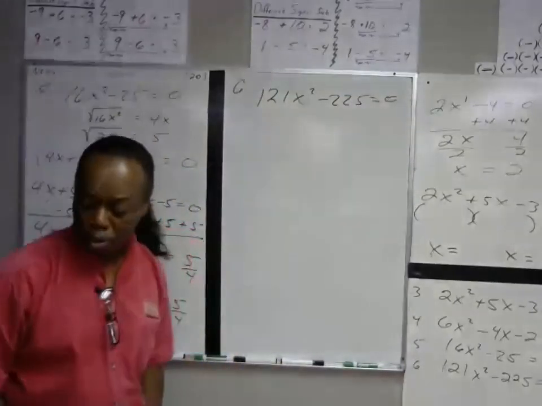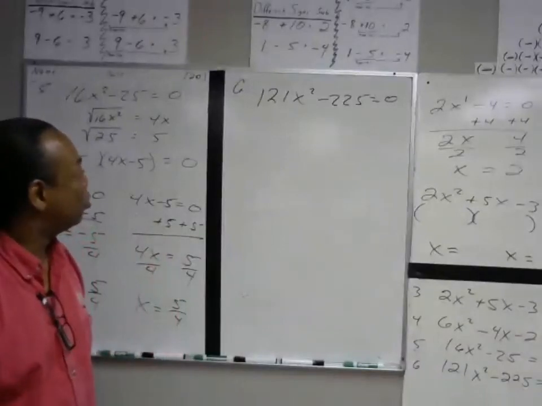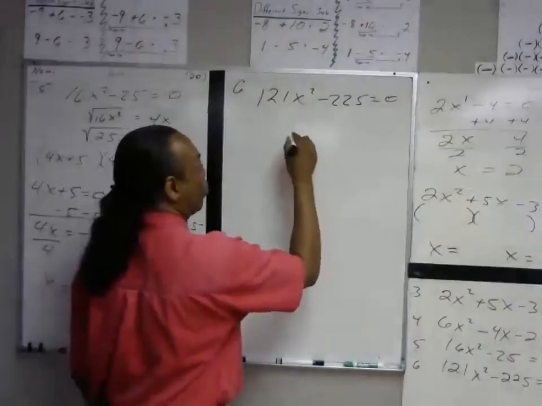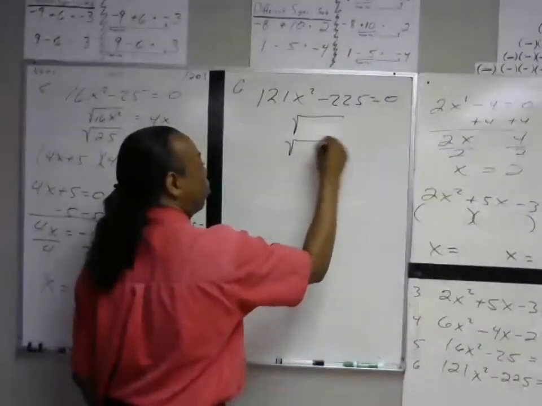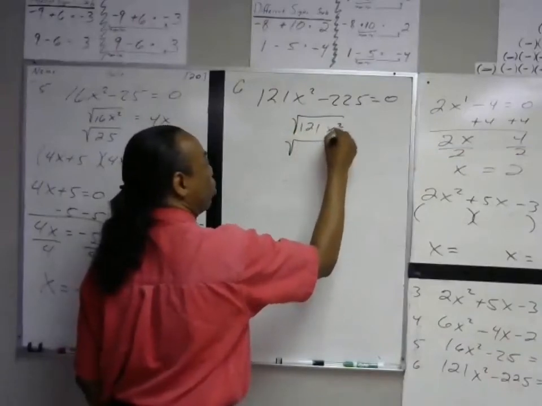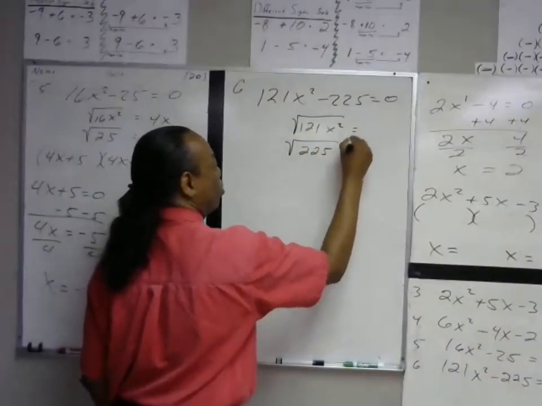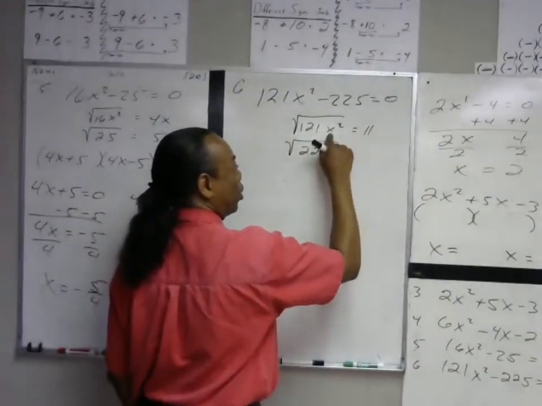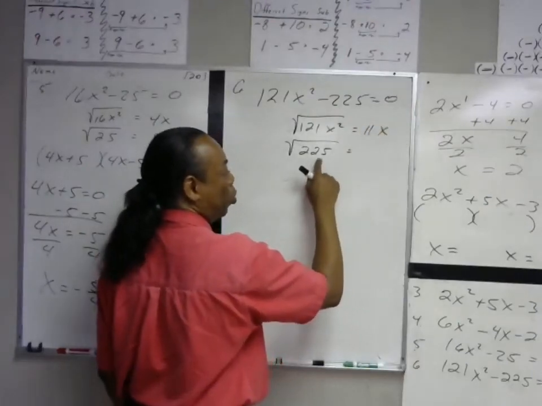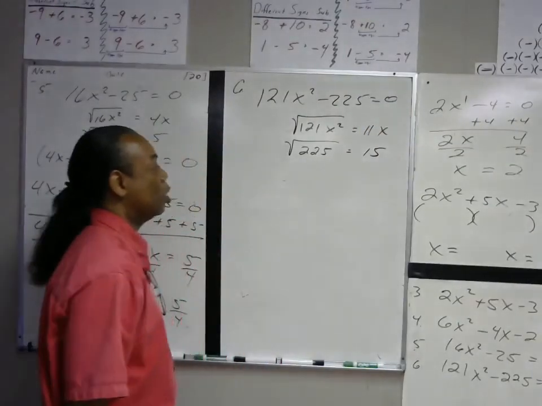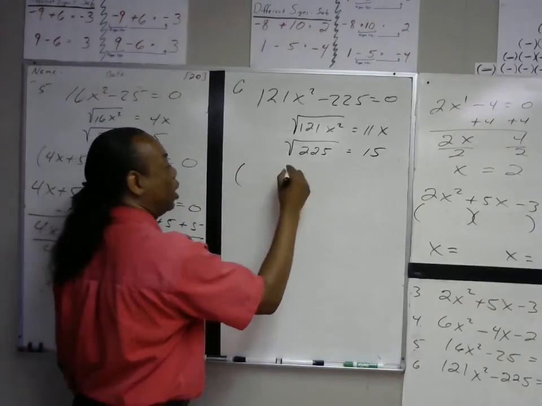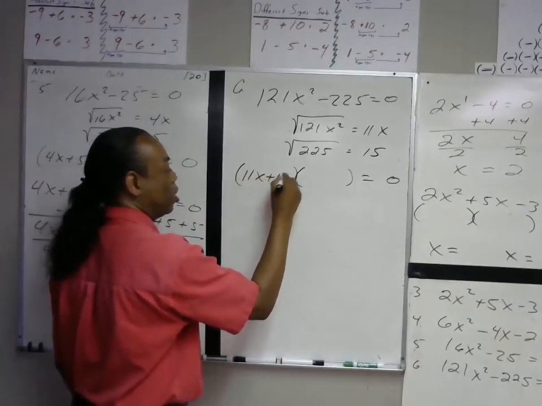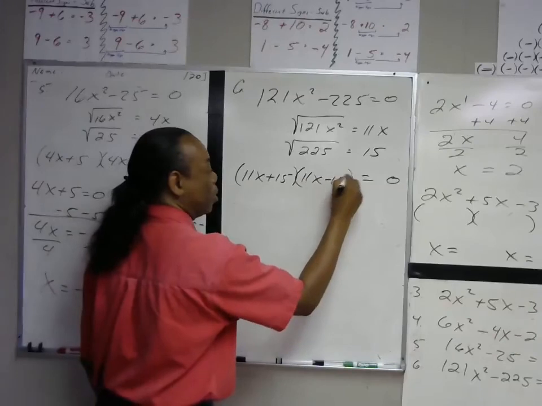Okay, number 6. We'll be factoring the binomial, the difference of 2 squares, binomial. 121x squared minus 225. So let's see if we have perfect squares here. 121 and x squared and 225. The square root of 121 is 11. Square root of x squared is x. Square root of 225 is 15. So our conjugate set equal to 0 will be 11x plus 15 and 11x minus 15.